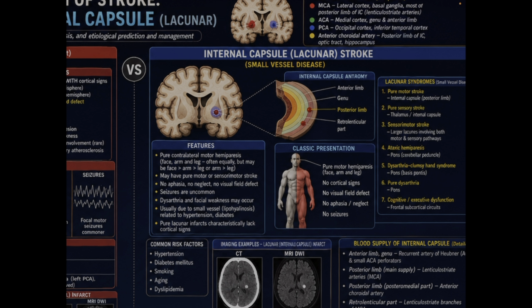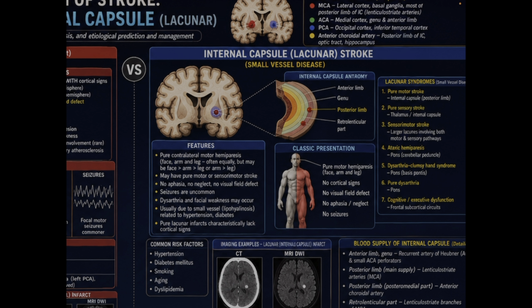Why do the infarcts in lacunar stroke occur? Because of lipohyalinosis or microatheroma affecting the small penetrating arteries. What are the major risk factors? Hypertension, diabetes mellitus, aging and smoking.